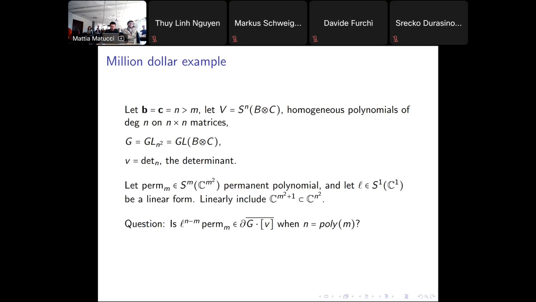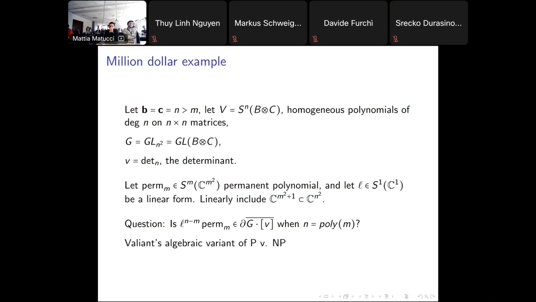And the question is: is this point in this orbit closure, or in the boundary? Because it's certainly not in the orbit. And I haven't told you what n and m are, so this is actually a sequence of questions. As m grows, Valiant proved that if n is like 2 to the m, we know the answer is yes. And the question is, if n is like m to the 147, is the answer still yes?